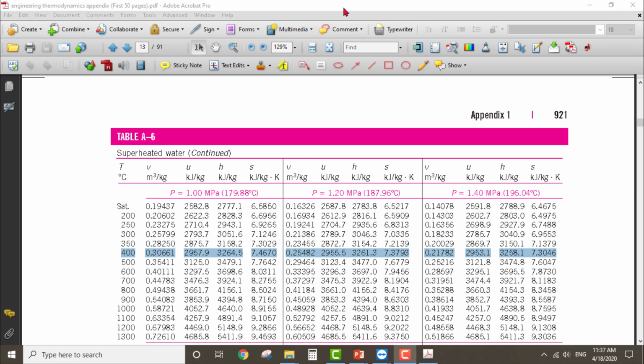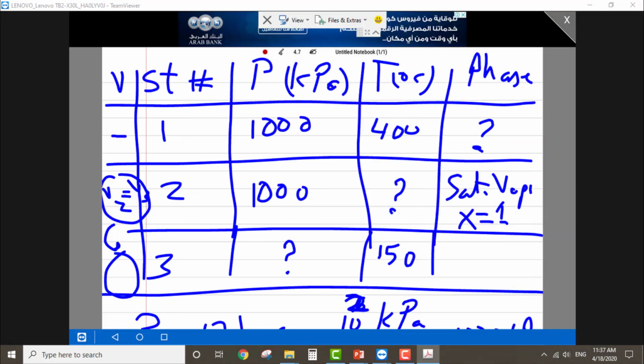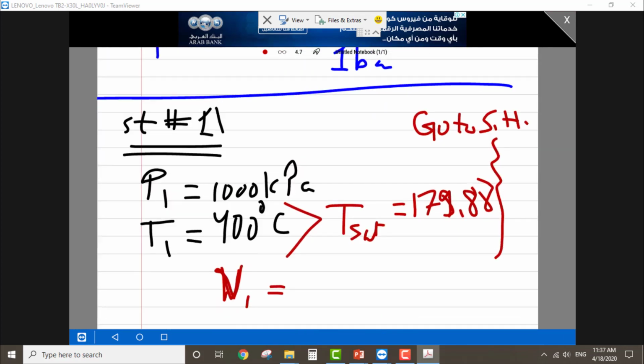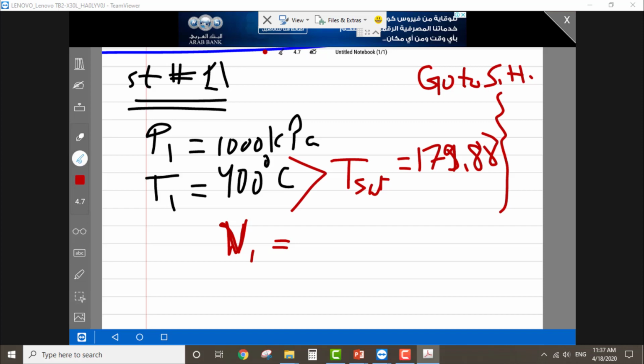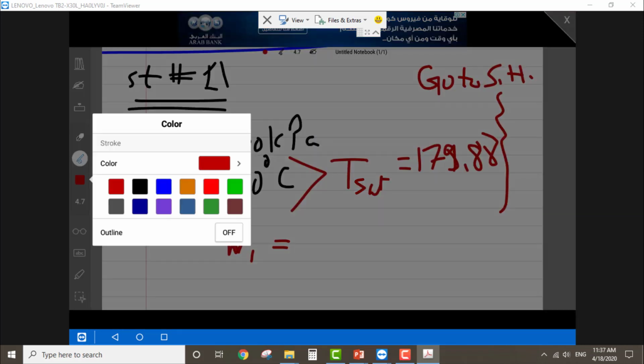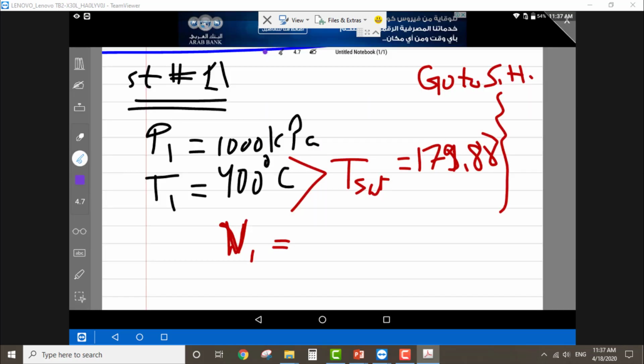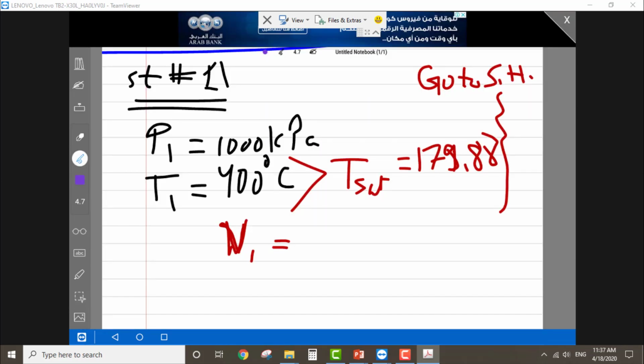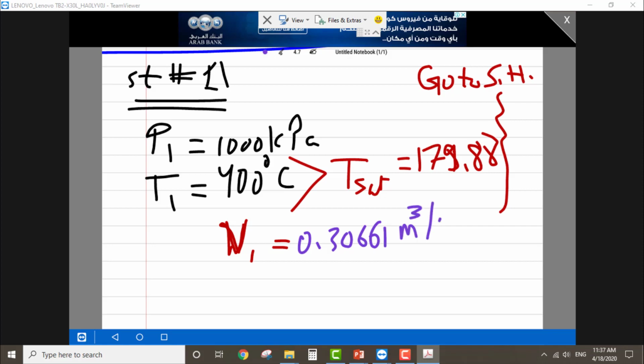Okay, let me write them on the solving board. So in the solving board, I'll go down. So V1 will equal, let me use another color. So V1 is 0.3066 meter cube per kilogram.